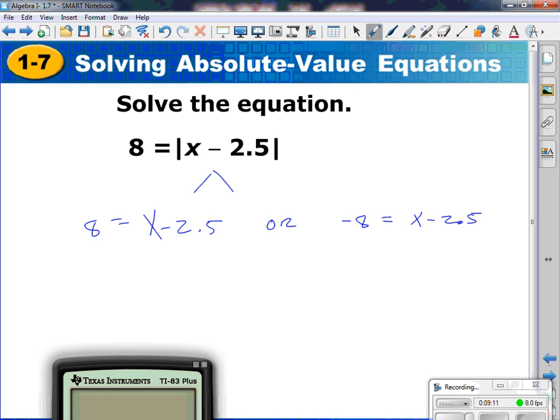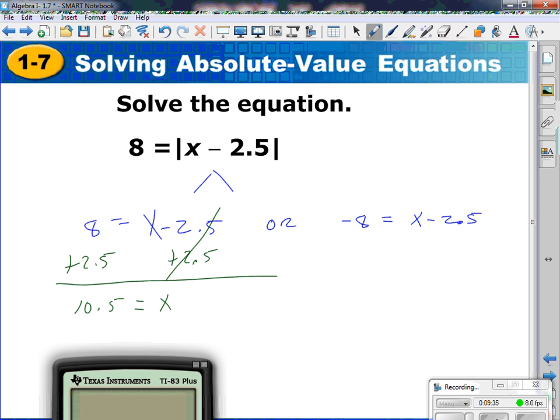Let's do the left problem first. What do I have to do to solve? Add 2.5. Why add 2.5? Because it's a negative, I need to add. The 2.5s are gone. X equals, what's $8 and $2.50? $10.50, 10.5. It doesn't matter if you do the positive one first or the negative one first. It also doesn't matter if you flip it around because you like the variables on the left.